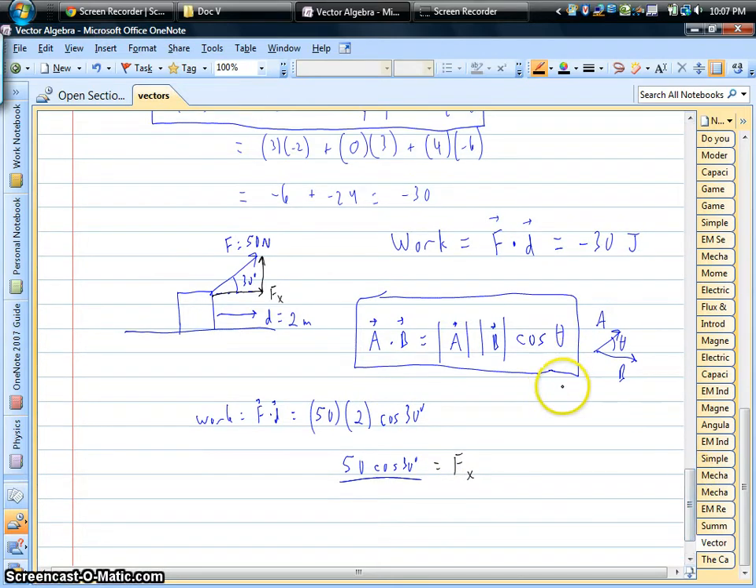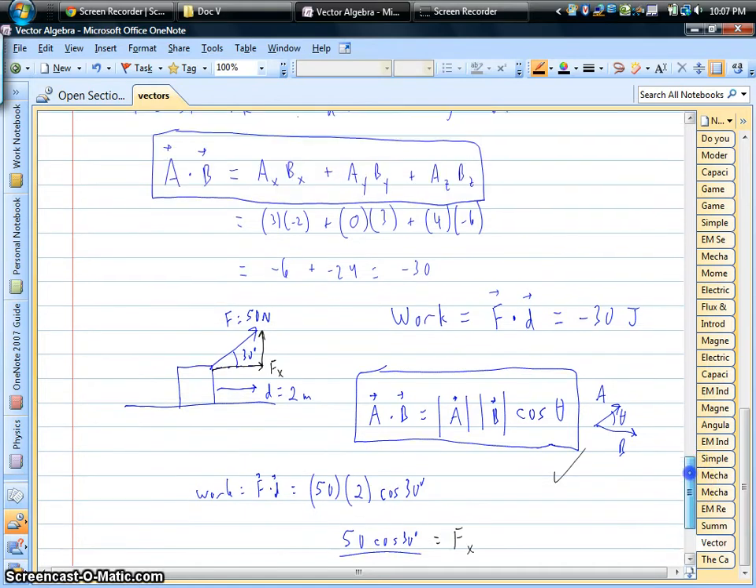That's the cool thing about this way of doing a dot product. You kind of see geometrically what it means. You're multiplying the two parallel parts, the two parallel components of your two vectors. The answer that you get is just some number, and in this case that would be the number of joules that is being applied to move that box.